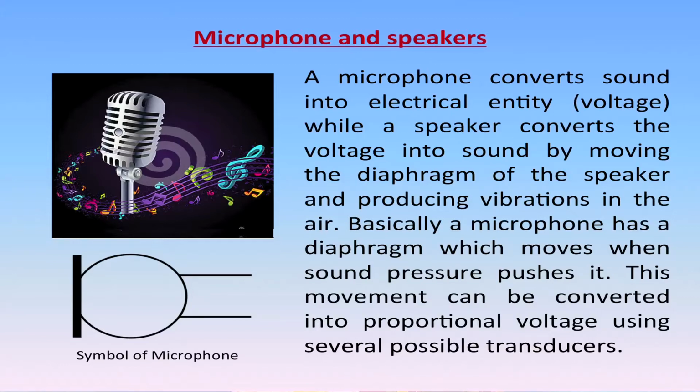Basically, a microphone has a diaphragm which moves when sound pressure pushes it. This movement can be converted into proportional voltage using several possible transducers. Here a transducer is a device which receives electrical, mechanical or acoustic waves from one medium and converts them into related waves for a similar or different medium. The microphones can be of several types such as electrostatic, piezoelectric, contact resistance and magnetic type.